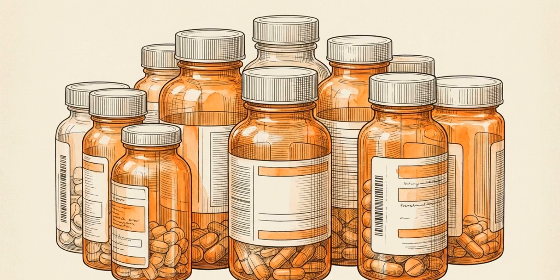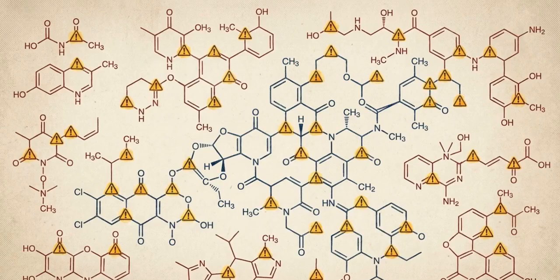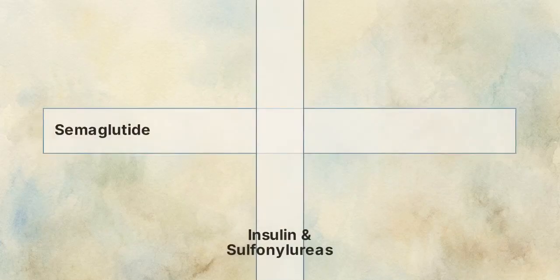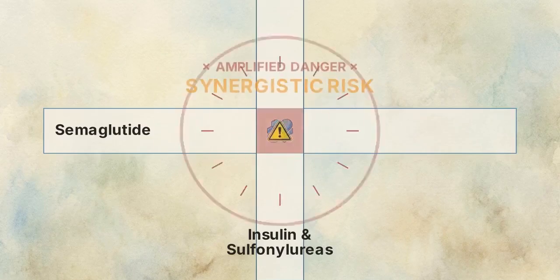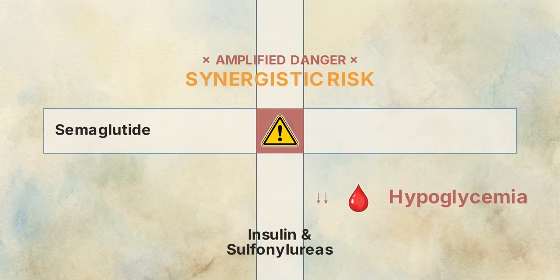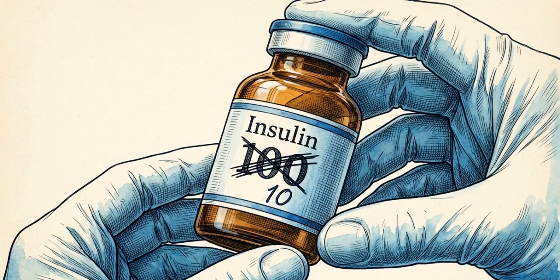While the standalone mechanism is highly regulated, clinical risk increases when semaglutide is used alongside other medications. The safety profile seen in monotherapy changes when the drug is combined with other glycemic agents. Combining semaglutide with insulin or sulfonylureas creates a synergistic risk, significantly increasing the likelihood of hypoglycemia. Consequently, clinicians often reduce the doses of these concurrent medications before starting semaglutide.